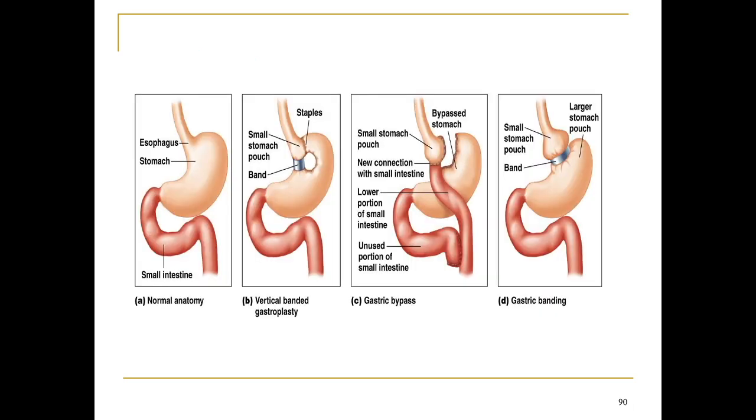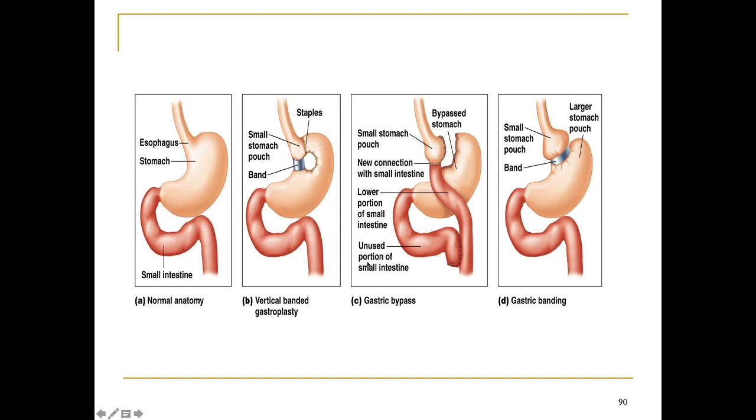And just to show you the level of extremity that we're talking about here, the normal stomach looks like this. We talked about this during our digestion lecture. If you get something called a vertical banded gastroplasty, they create a little stomach pouch with staples, and then they put a little band around, and this restricts the flow of food into your stomach and makes you feel full much faster.